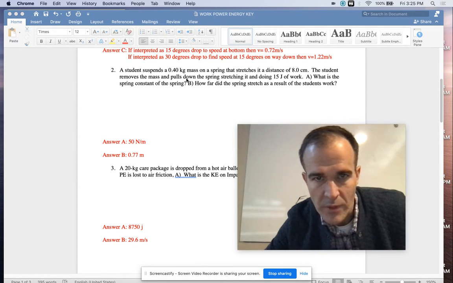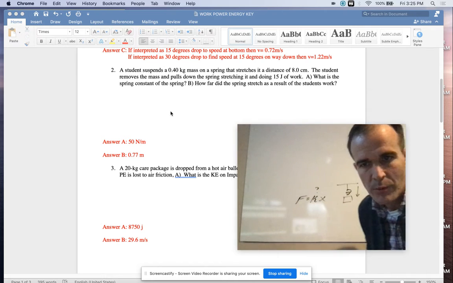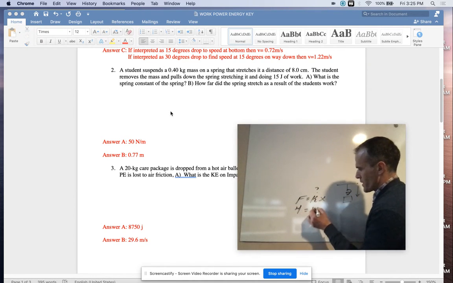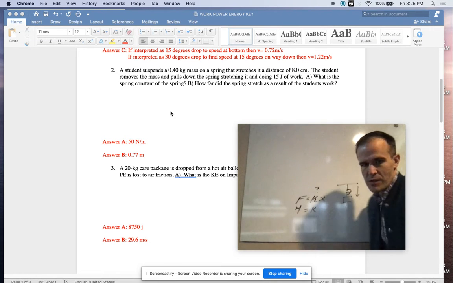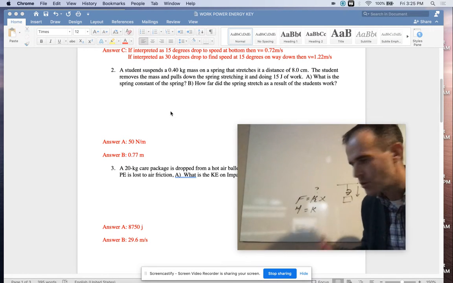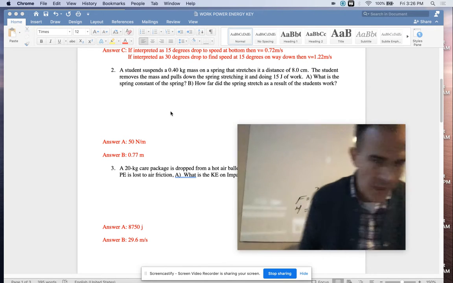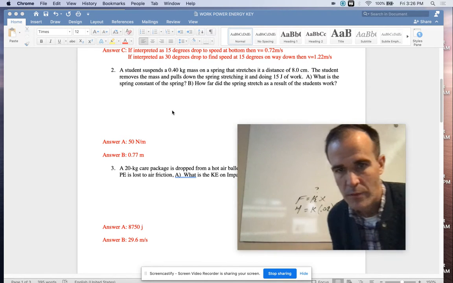So if it's 0.4 kilograms, we would go with gravity 10. We would say 4 newtons. What's the K value and how far does it stretch? So 8 centimeters would be 0.08 meters, and you get a K value. What did I get? I put it there, 50 newtons per meter.